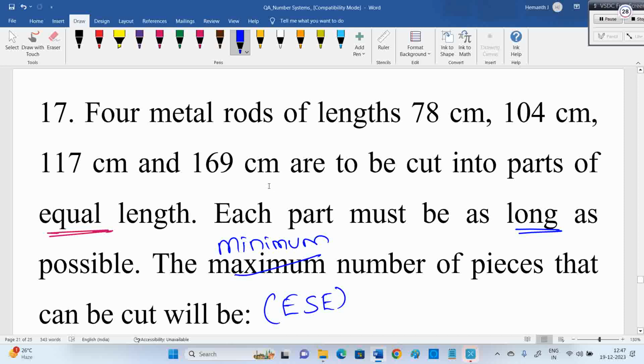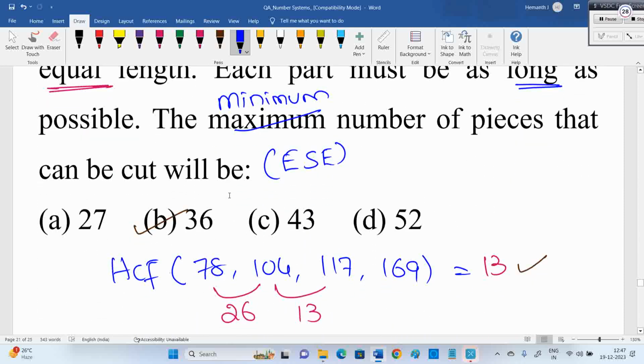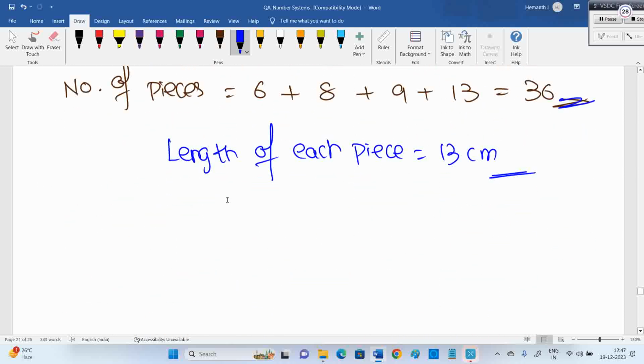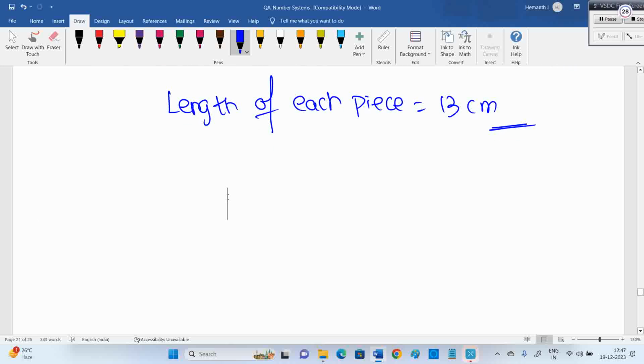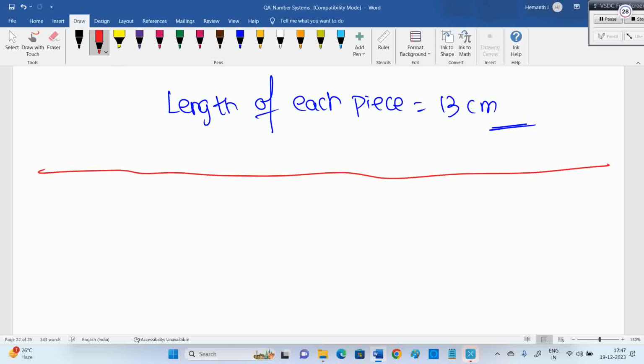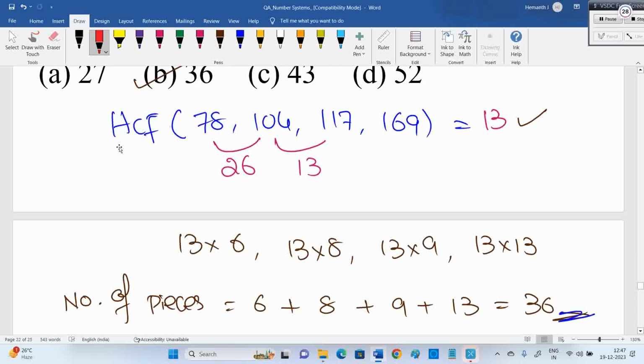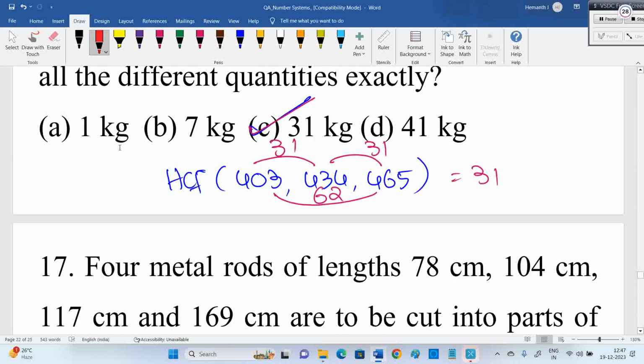Right. So next we'll go for remainders. The remainders concept is there. So any doubts in this LCM HCF, please? Okay, then we'll go for remainders. Before that, LCM and HCF, any doubts?